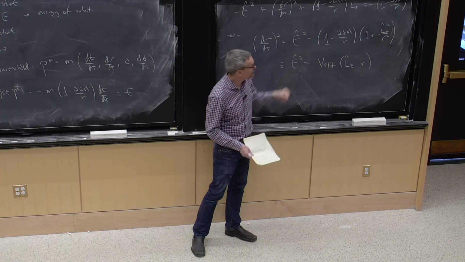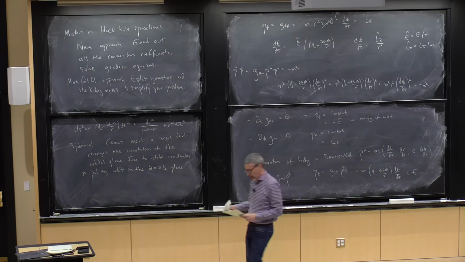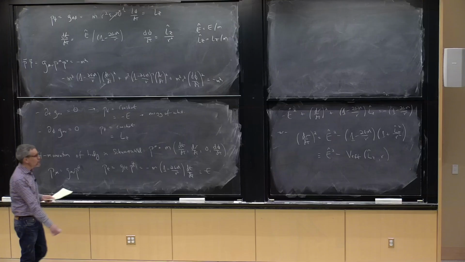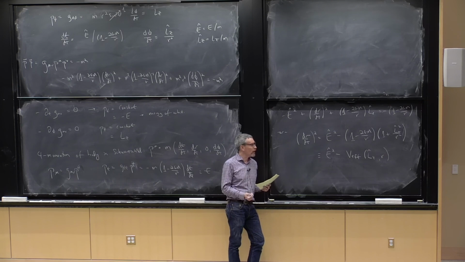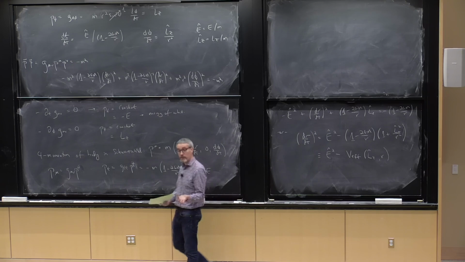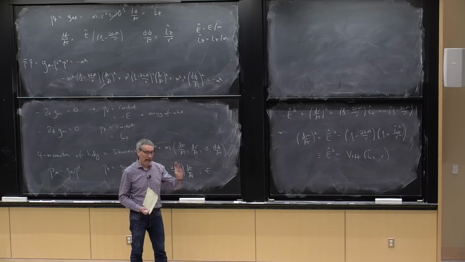I have written it in this form because the problem is very strikingly reminiscent of the Newtonian problem of understanding the motion of a particle in a 1 over r potential, which we often describe as having an effective potential that has a gravitational term, Newton's gravity, or if you're doing things like quantum mechanics, the Coulomb potential, and a Coulomb barrier associated with the angular momentum of an orbit.